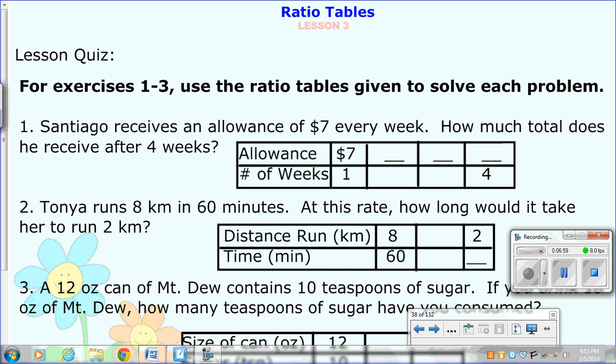Okay, so we're going to try 1 and 2. On a piece of paper, I want you to do these two and then hand it in to your sub today.